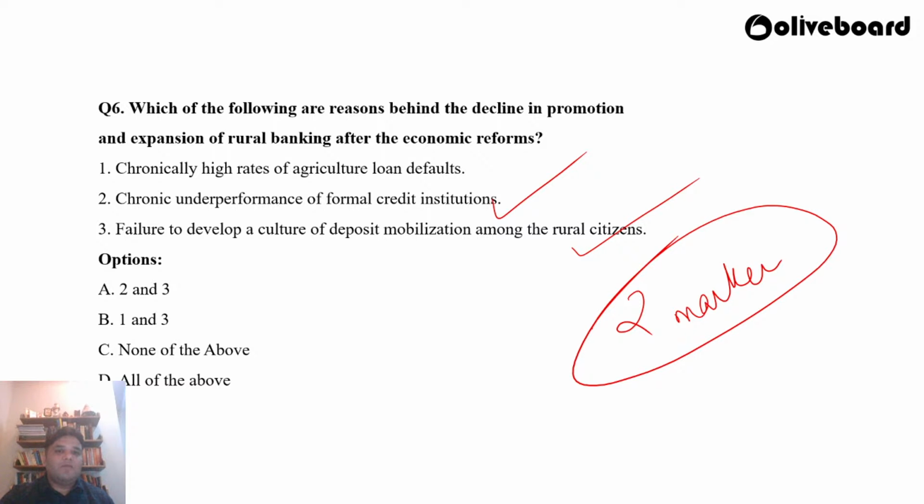Please give the answer. Which of the following are the reasons behind the decline in promotion and expansion of rural banking after the economic reforms? First, chronically high rates of agricultural loan defaults. Second, chronic underperformance of formal credit institutions. Third, failure to develop a culture of deposit mobilization amongst the rural citizens. Options are option A 2 and 3, option B 1 and 3, option C none of the above, option D all of the above. I'll wait for another 10 seconds for you to give the correct answer.